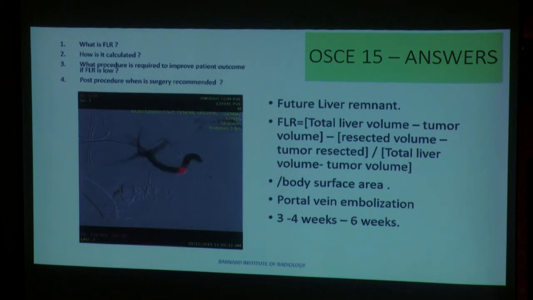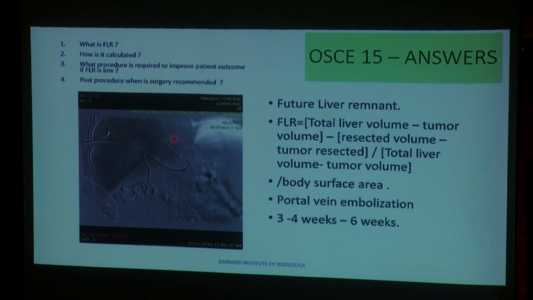So this is the catheter in the portal vein, and this is the diagnostic portal venogram. Again you have to come back and embolize only this segment, being very careful to preserve the left lobe.